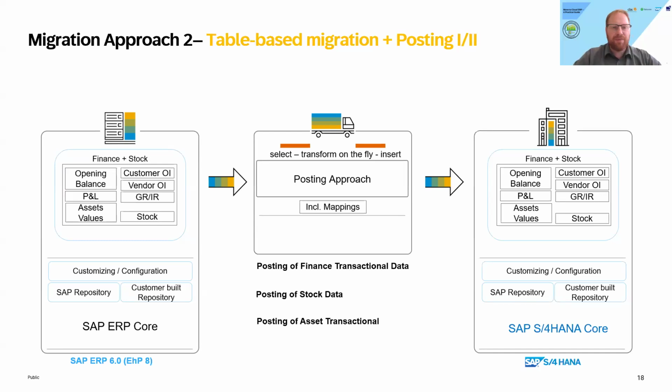Yeah, I see that also in projects. Many basically make a decision about which approach to take. But specifically on larger programs, what I personally also see is a hybrid approach, where application data, specifically when it's an open item based and balances based migration, is taken over with a posting based approach, while master data, for instance, could be taken over with a table based approach and give you more flexibility in changes of the master data there.